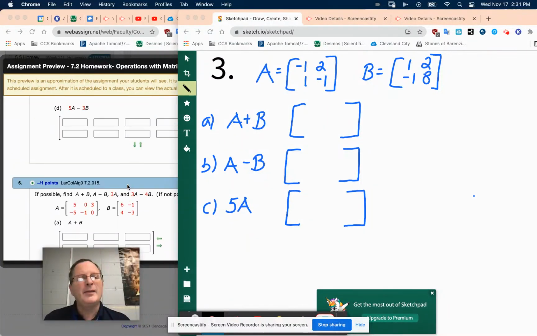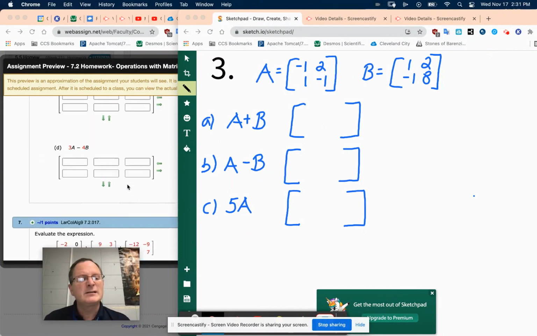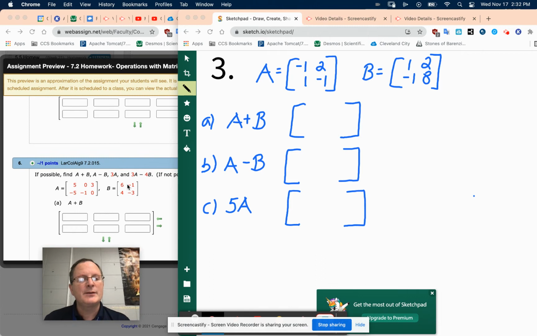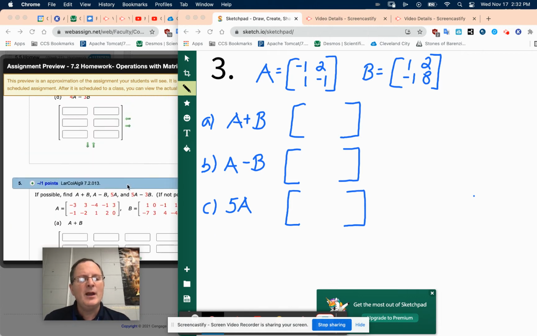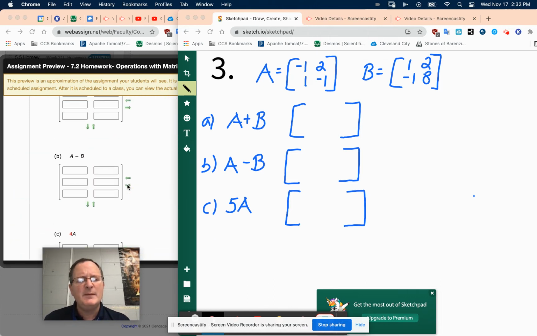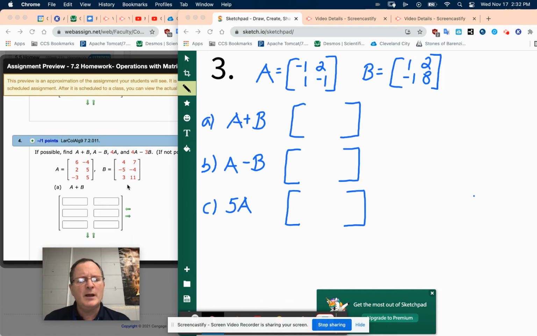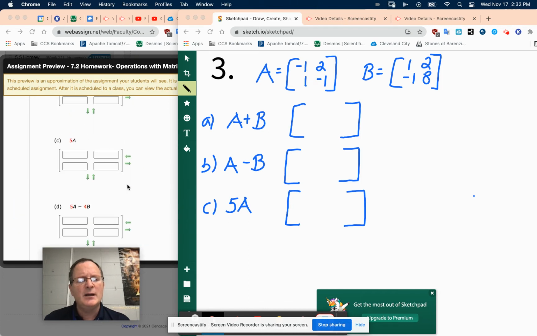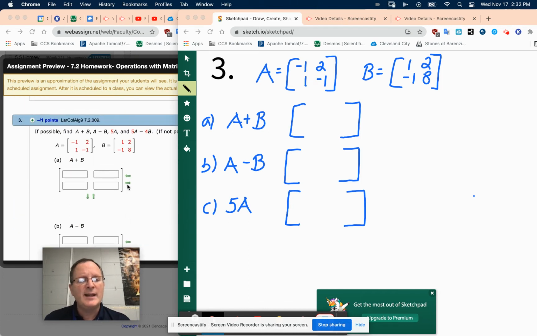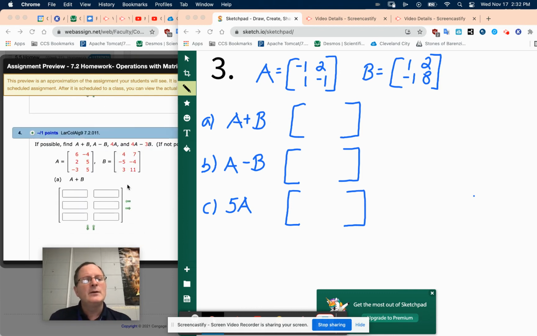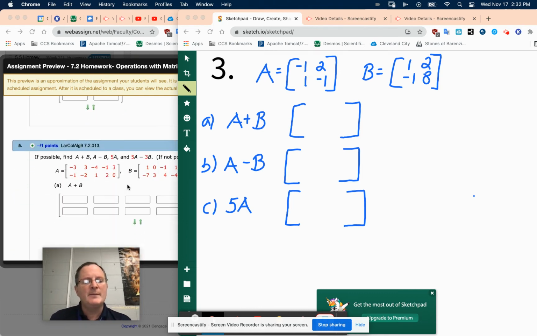Okay, on 3 through like 6, they're all the same thing. As long as the dimensions are the same, you can perform these addition and subtraction operations. And it looks like that's going nicely on 3, 4. See how they're exactly the same? 5. 6 has an issue.